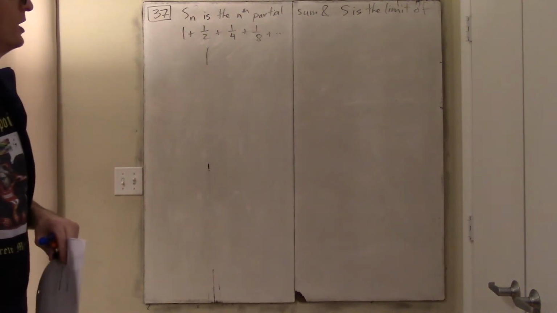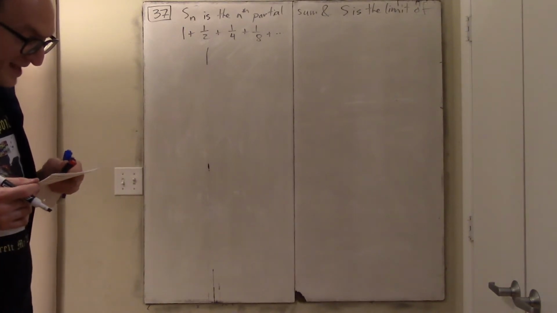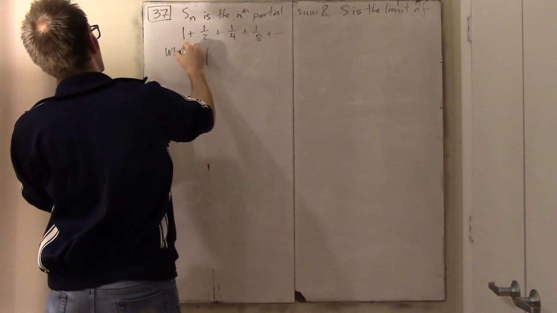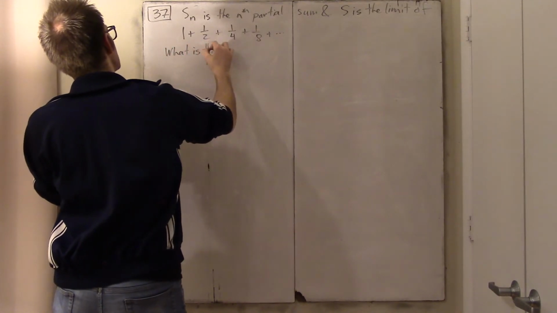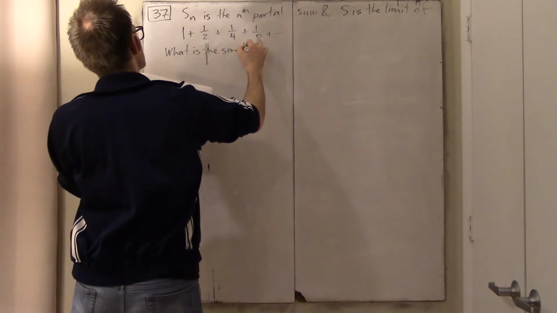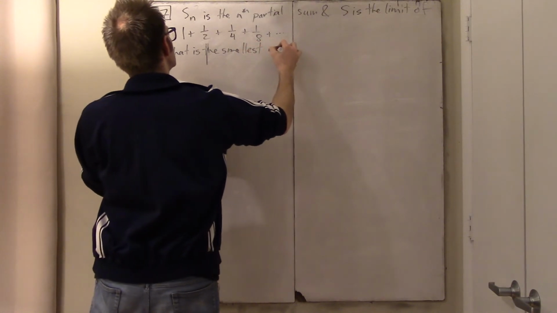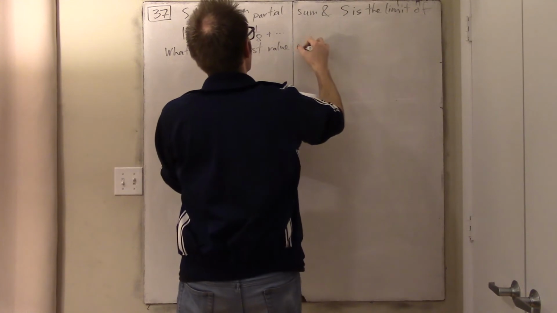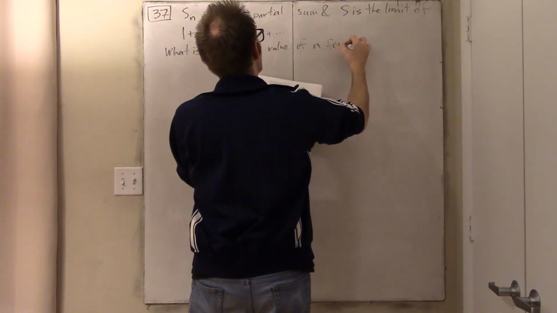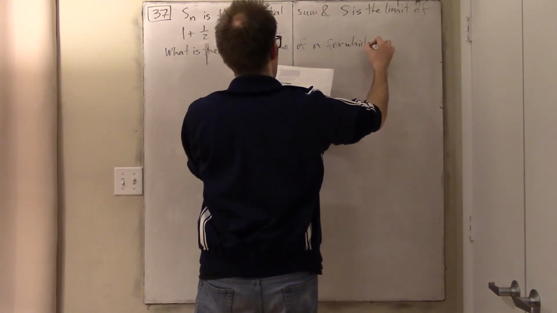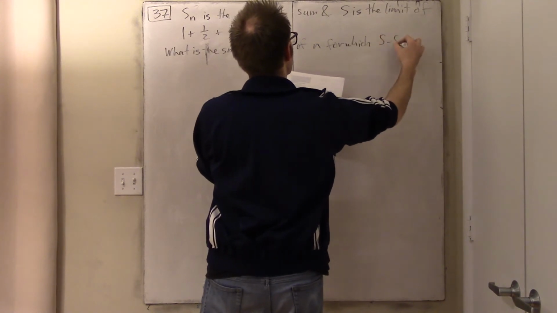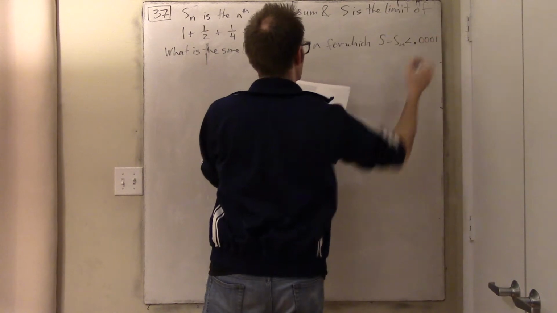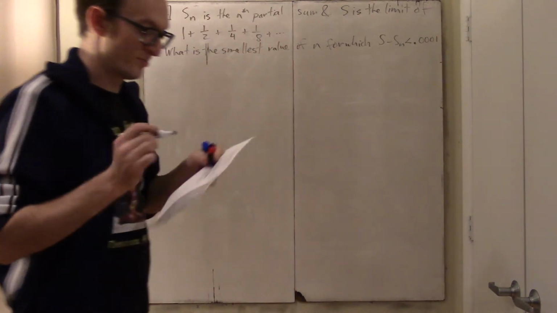Okay, and then they ask: what is the smallest value of n for which S minus S sub n is less than 0.0001? Oh boy. Okay.